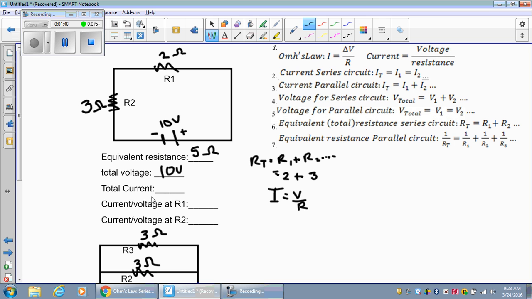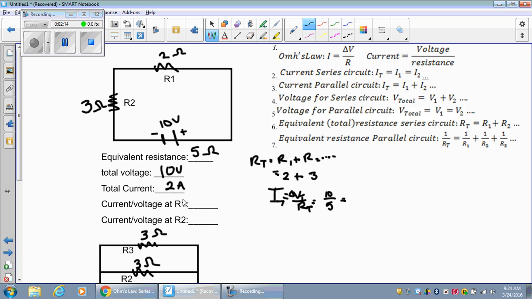All right, so our total current, here's our current equation. Current is I equals voltage over resistance total. Okay, we're doing the total current, which is the total voltage divided by the total resistance. So let's see what we get here. Our total voltage is 10 volts, and our resistance total was 5 ohms. So 10 divided by 5 is what? 2 amps. Okay, that's what an ammeter measures.